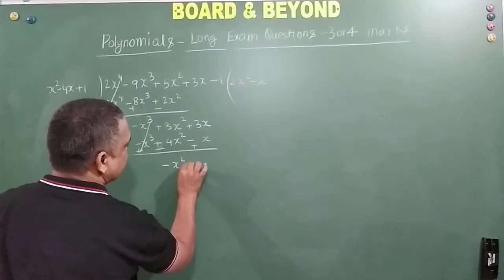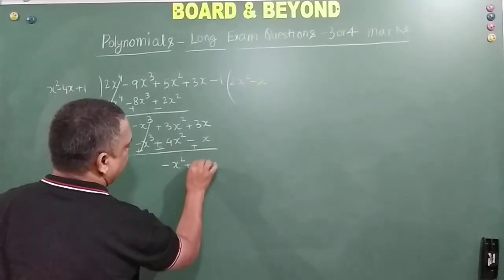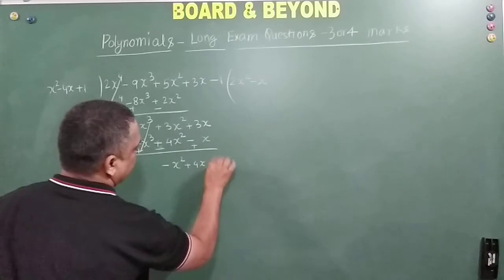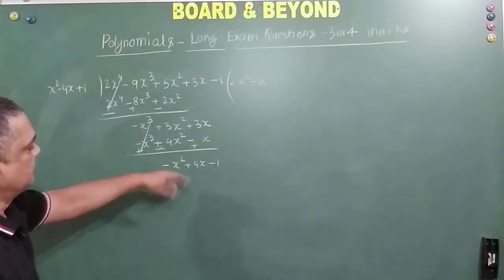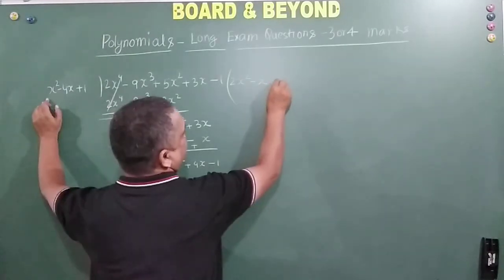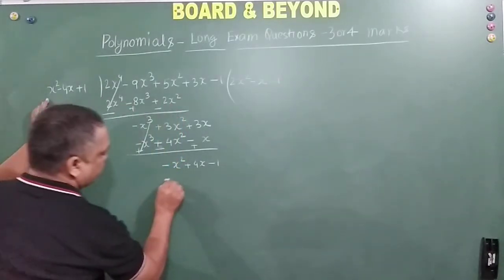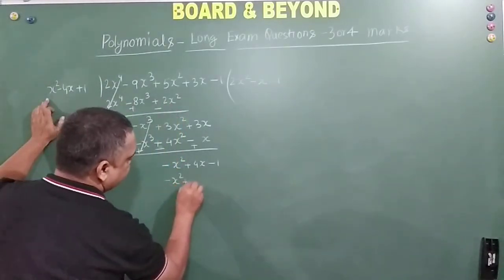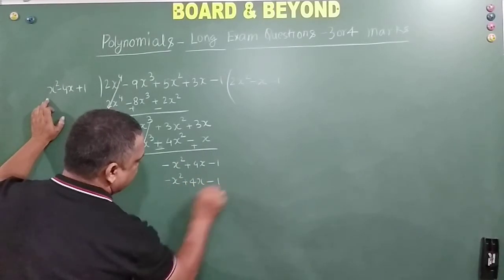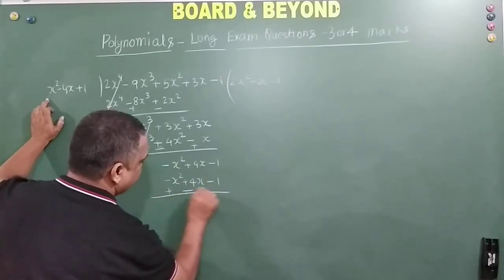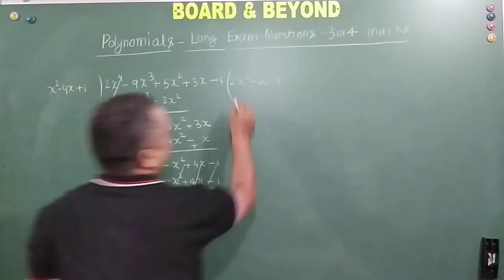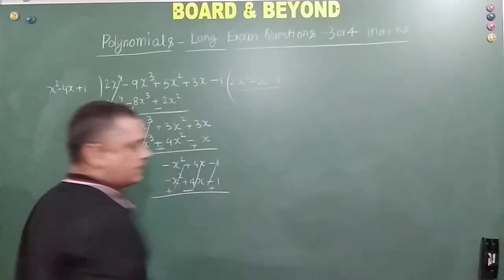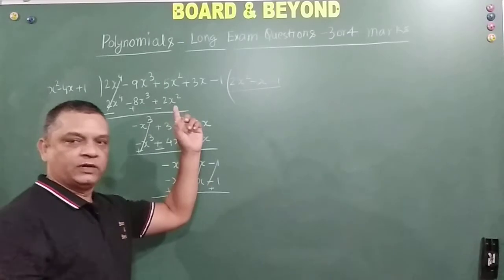Plus 4x and minus 1. So this is all sign reversed, so I will take minus 1 here. So minus x square plus 4x minus 1. So plus, minus, plus, all get cancelled. Now we get another factor for this biquadratic polynomial.